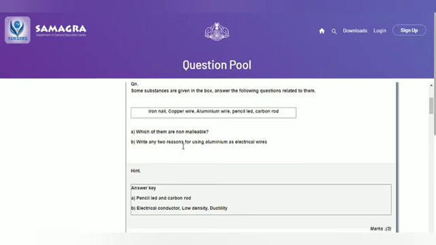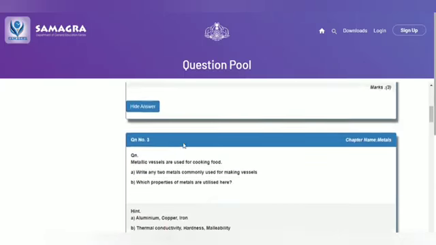Write any two reasons for using aluminium as electrical wires. Electrical conductor, low density and ductility.